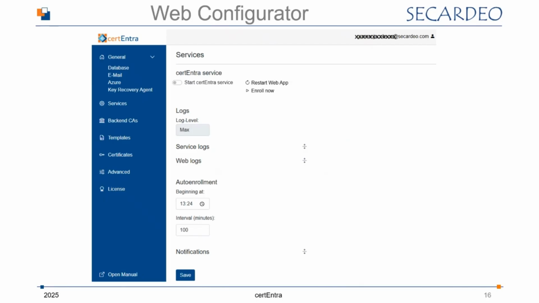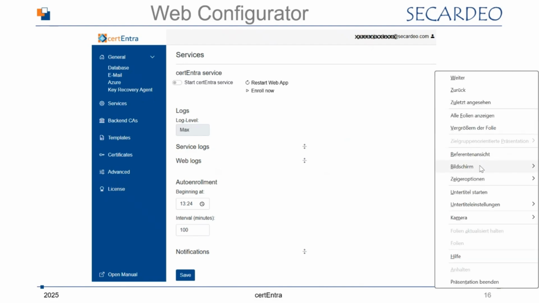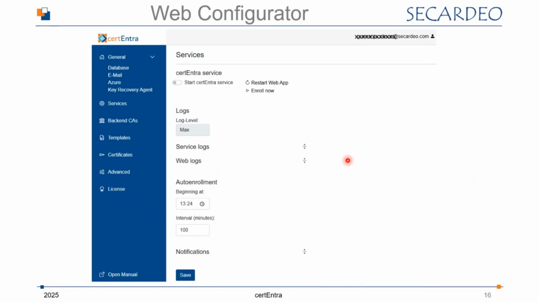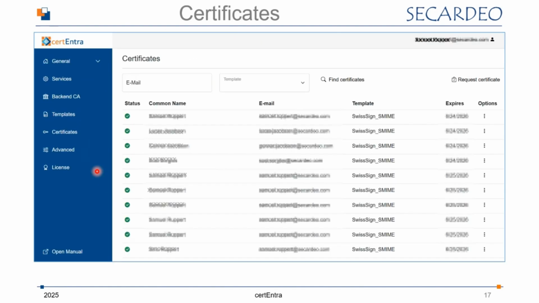Yeah, to give you an idea how it looks, this is a screenshot of the web configurator. There are a couple of tabs in the web configurator. We have the general tab where you configure database, email, Azure parameters, key recovery agent. Then we have the services tab, which is opened here. Configuration of the backend CAs, templates, then what we will see later, the certificate search page, and some advanced options.